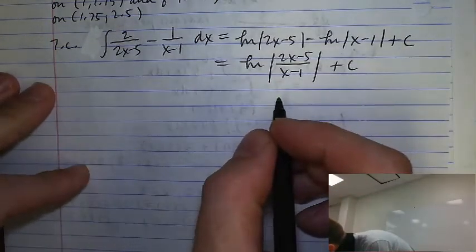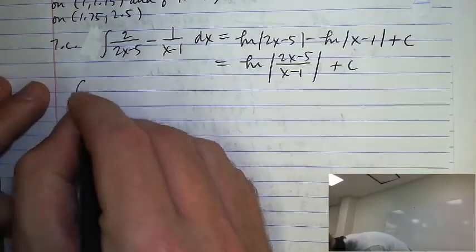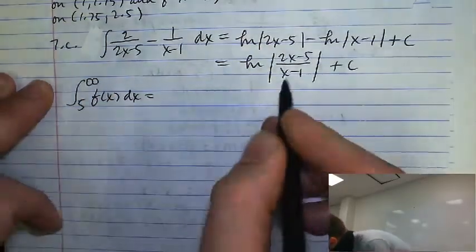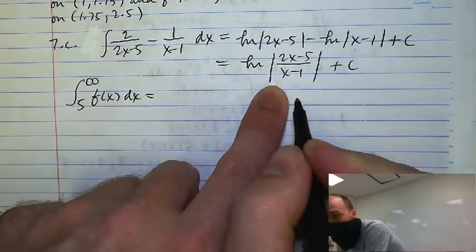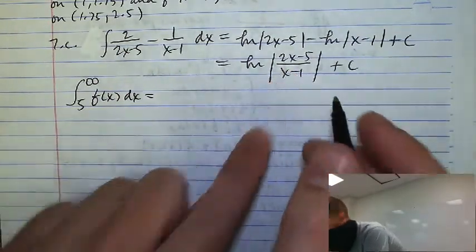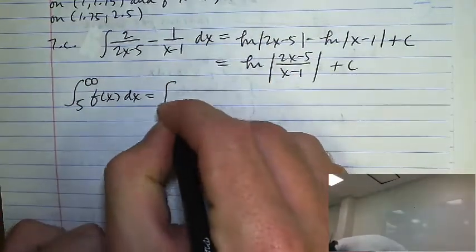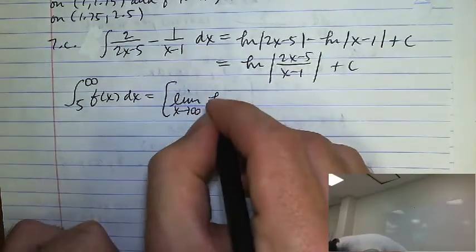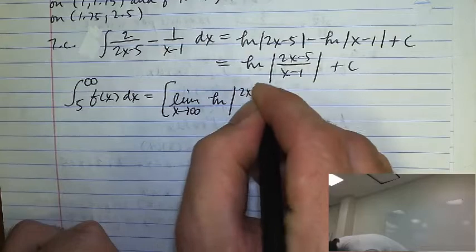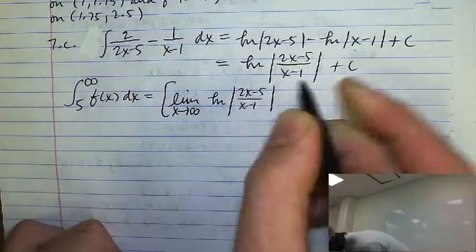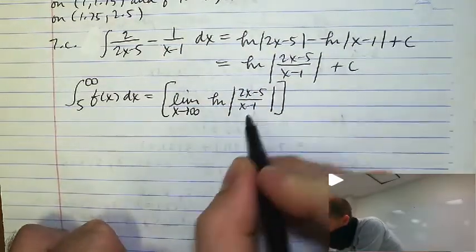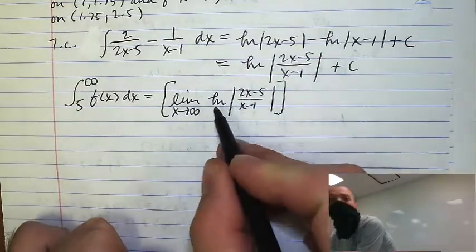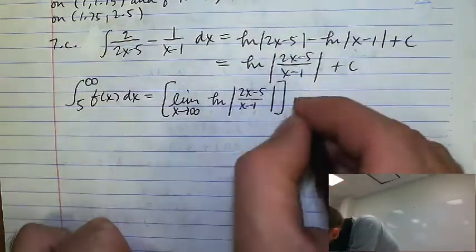So, what I want to do is the integral from 5 to infinity of f of x dx. Well, that's going to be the limit of this thing as x goes to infinity minus this thing with 5 plugged in. So on one hand, I've got the limit as x approaches infinity of log absolute value 2x minus 5 over x minus 1. As x goes to infinity, the thing in the absolute values is going to go closer and closer to 2, so I'm getting closer to taking the log of 2.